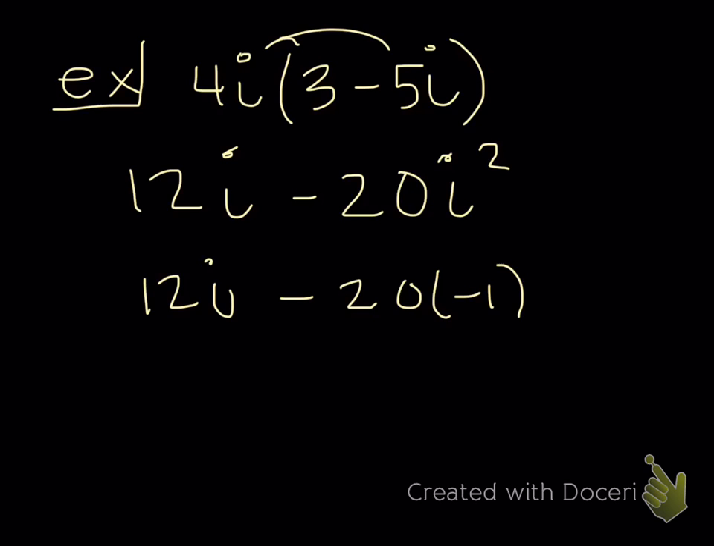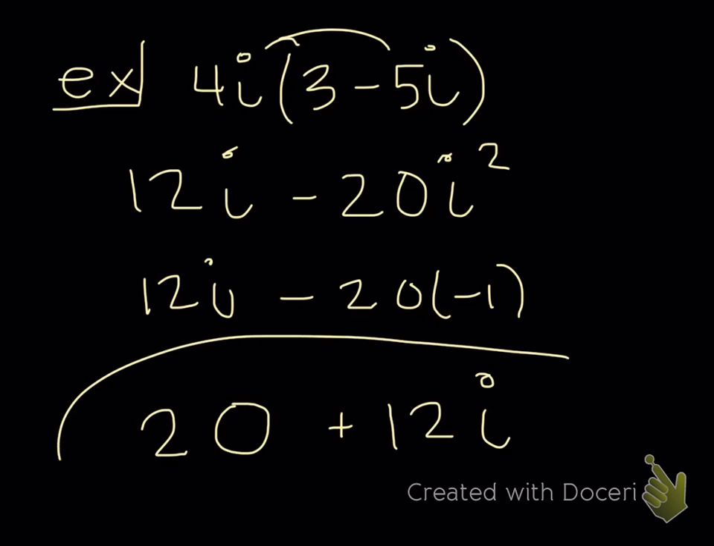And all I ask is that in your final answer you put it in standard form. So that means the real part goes first and the imaginary part goes second. Okay? So that's when we just simply distributed. Now we're going to do one where we have to FOIL.